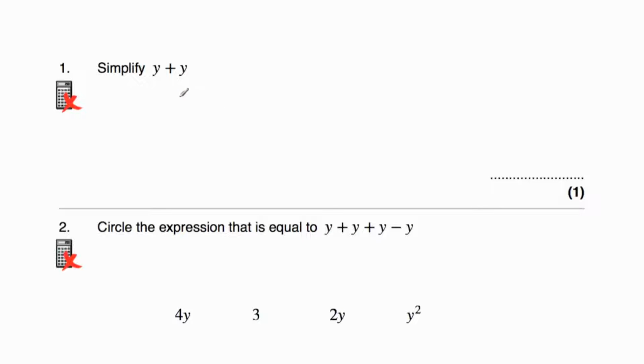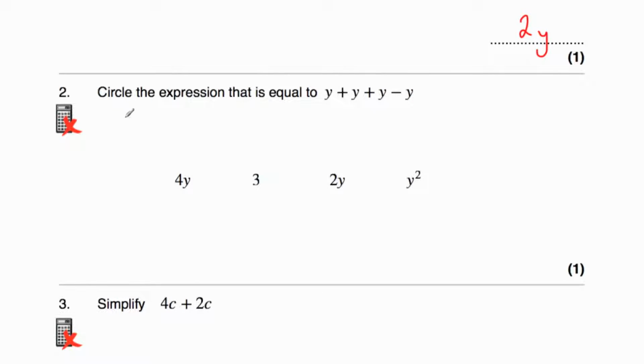Okay, question number 1. Y plus y. Well, if we have y and we add another y, altogether we would have 2y's. So the answer would be 2y. Our next question, question number 2, says circle the expression that is equal to y plus y plus y, take away y. So we've got y plus y, that's 2y. Add another y, that's 3y's. And then if we take away one of the y's, that would leave us with 2y's. So the answer would be 2y.